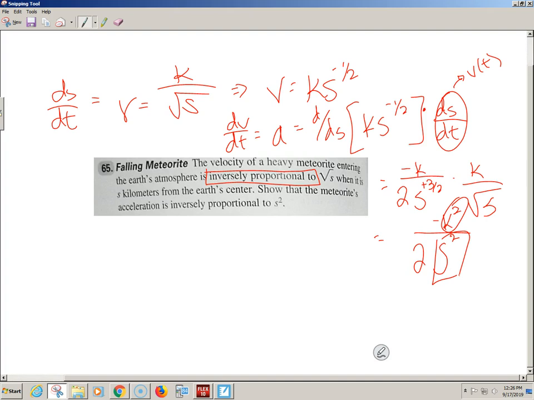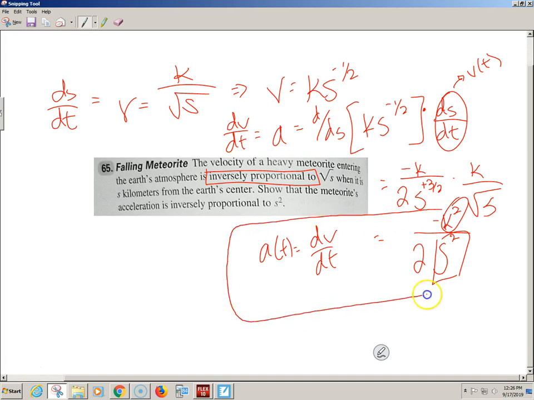So you didn't even necessarily need to do any statement explaining it besides just saying that your acceleration, which is equal to dv dt, which is also equal to d squared s over dt squared, is equal to negative k squared over 2s squared. There's that inverse relationship. That was a good question.